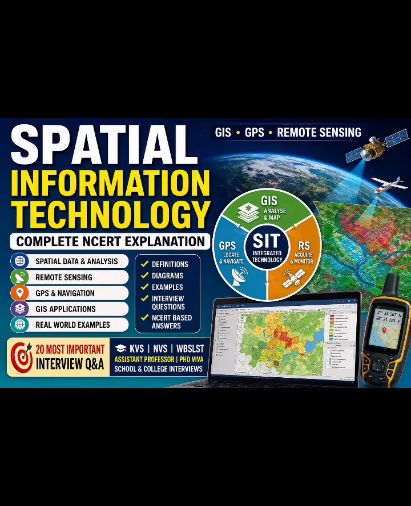So the next question is, what is digital cartography? So digital cartography is the process of creating, editing, storing and displaying maps using computer technology. It produces accurate, easily updatable and interactive digital maps. For example, Google Maps.